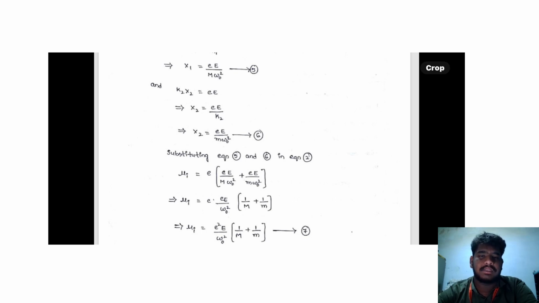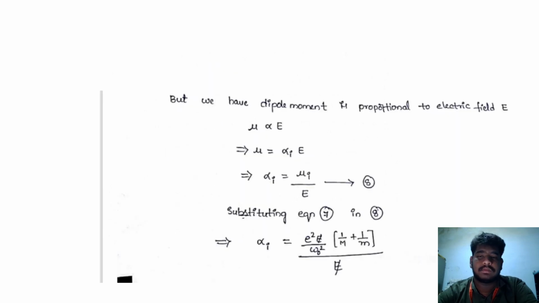This is the derivation. Substitute equation 5 and equation 6 in equation 2. We got the next equation, alpha i equal to e square by omega naught square times (1 by capital M plus 1 by small m). Equation 7. Next, mu i is directly proportional to E. We got it, equation 8. Substitute equation 7 in equation 8, E cancels.